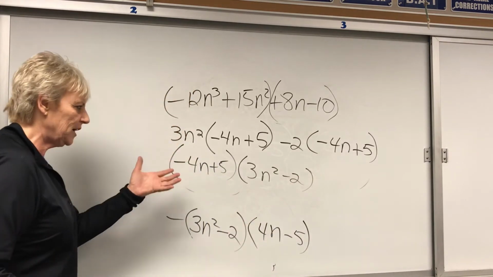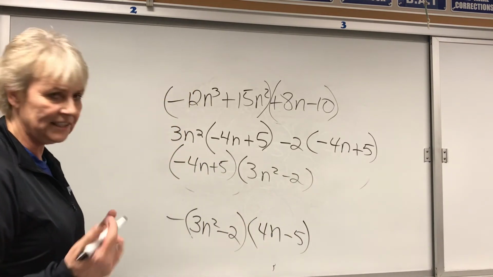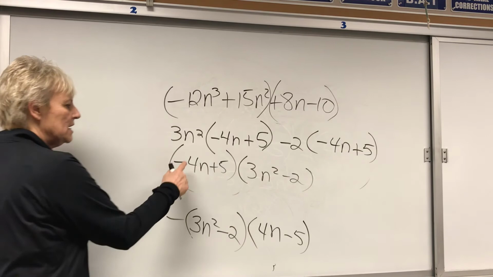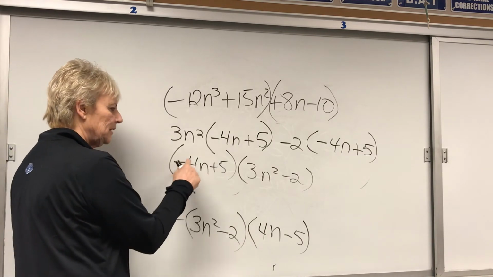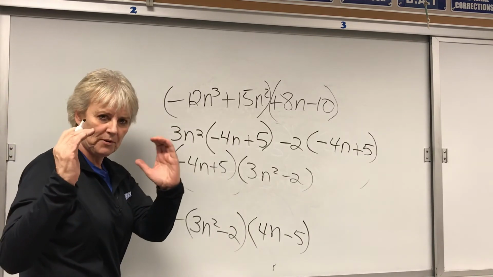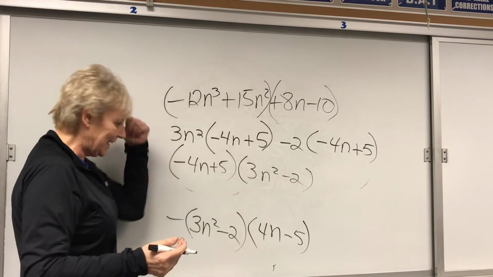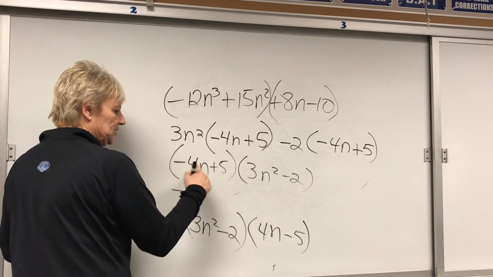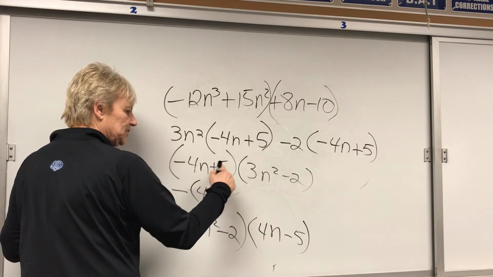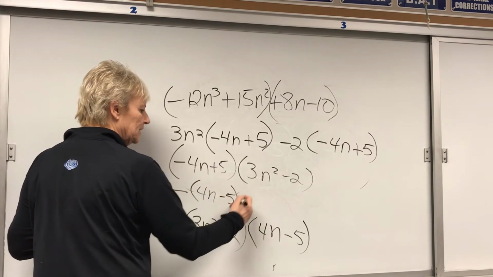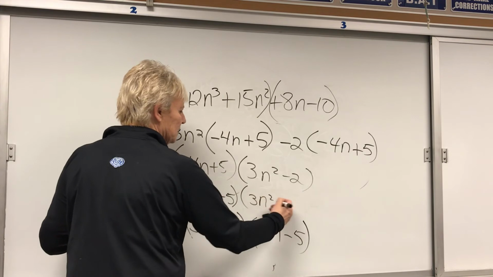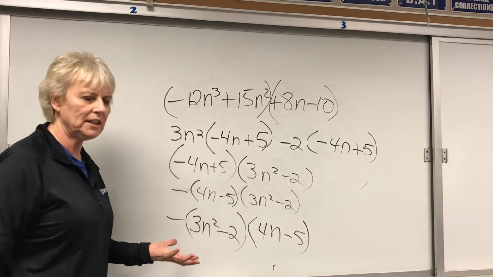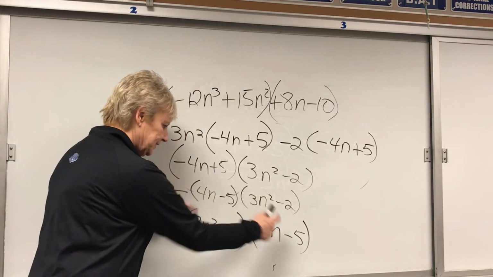See, if you did it this way, you're still going to have to, and I didn't tell you this last week, so you wouldn't know, take out the negative if it's the leading coefficient in your binomial. Put a negative in front of that, which changes this to 4n and changes this to minus 5, and 3n squared minus 2. And it's the same answer, see?